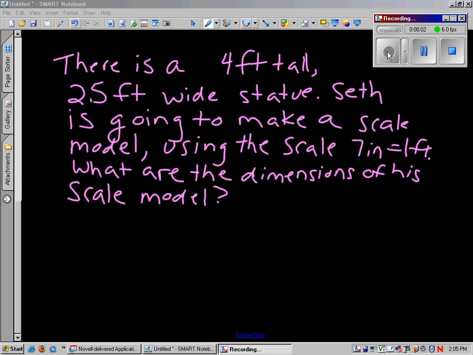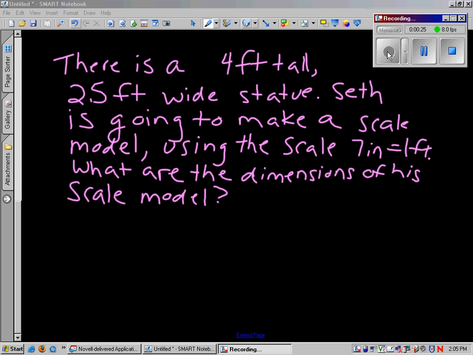Every so often you're going to come across a proportions problem where it seems that it's giving you all the information. It feels like there's nothing to solve for, even though it does ask you a question. This is a good example we've got here. There's a 4-foot tall, 2.5-foot wide statue. Seth is going to make a scale model using the scale 7 inches equals 1 foot. What are the dimensions of his scale model?